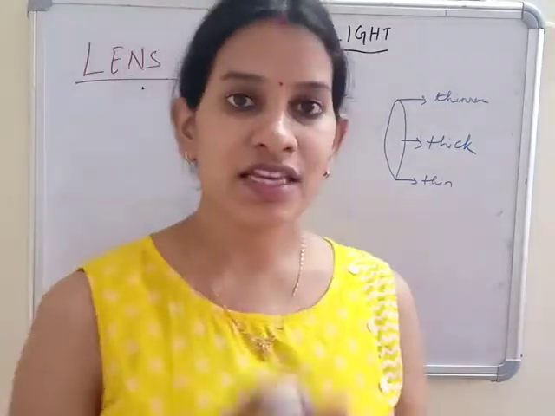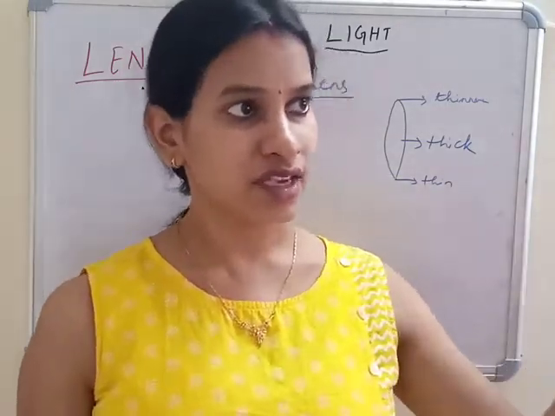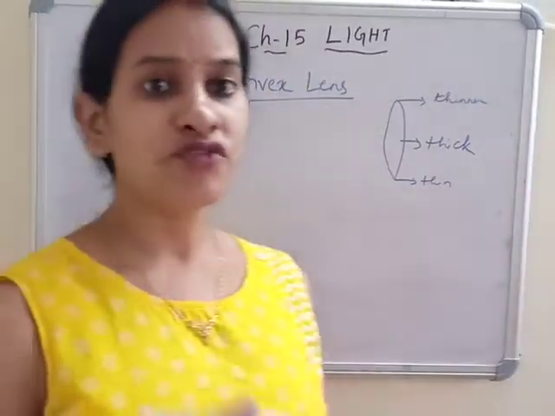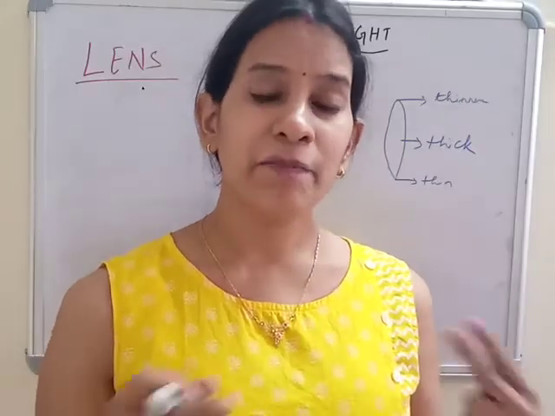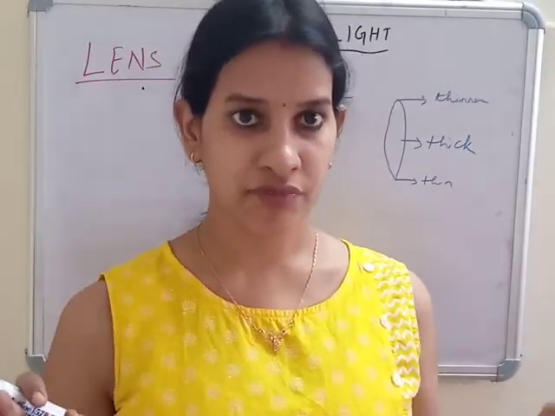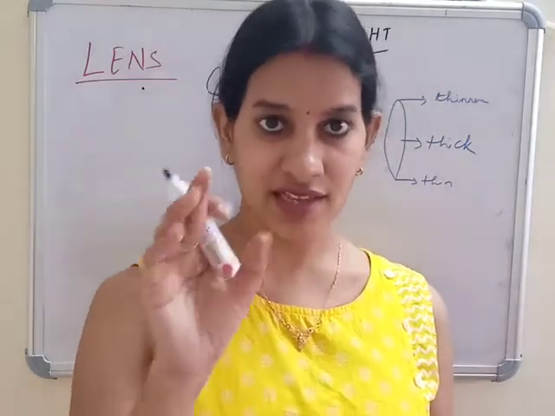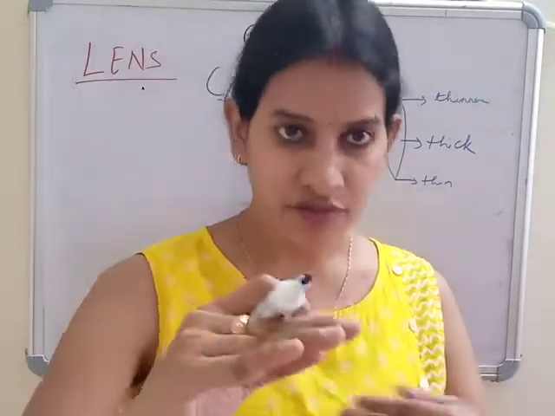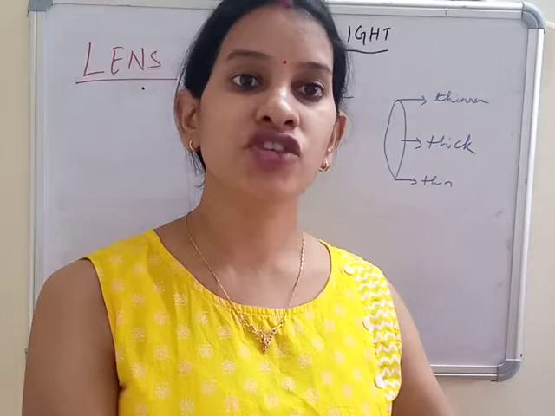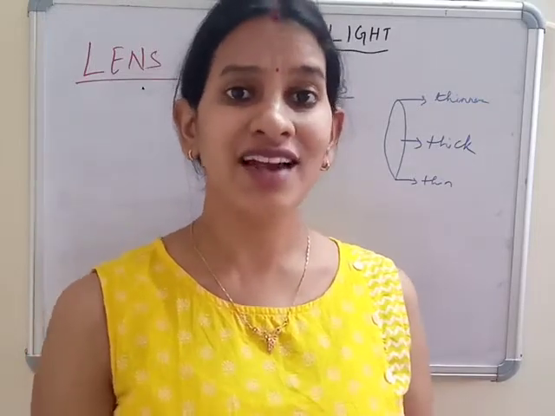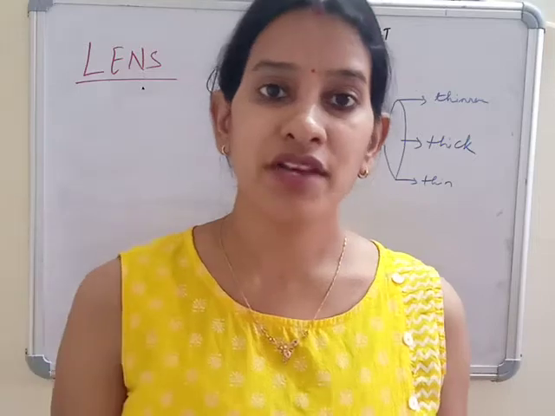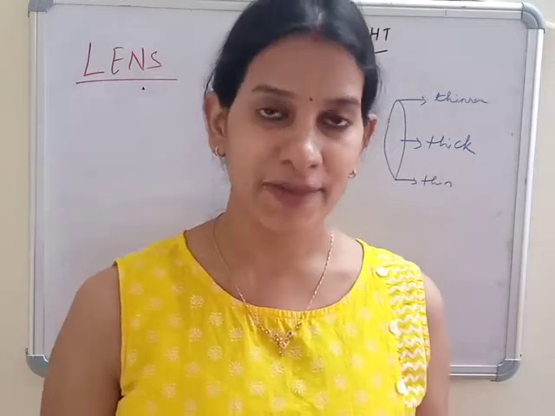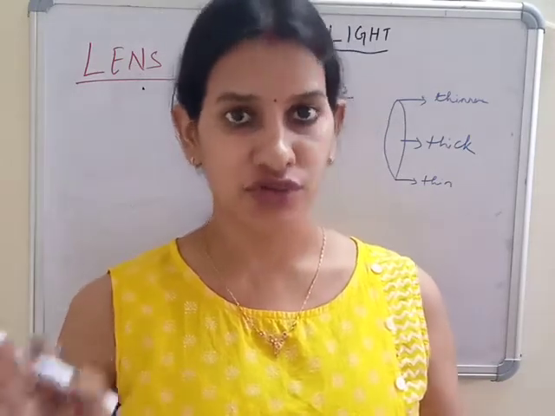Actually, the images formed by the plane mirror, concave mirror and convex mirror are of a fixed type. But in the convex lens, the type of image depends upon the object distance. If I stand very near to the lens, the image is going to be different. If I stand very far away from the lens, my image will be different. So the convex lens shows different image types depending upon the position of the object.